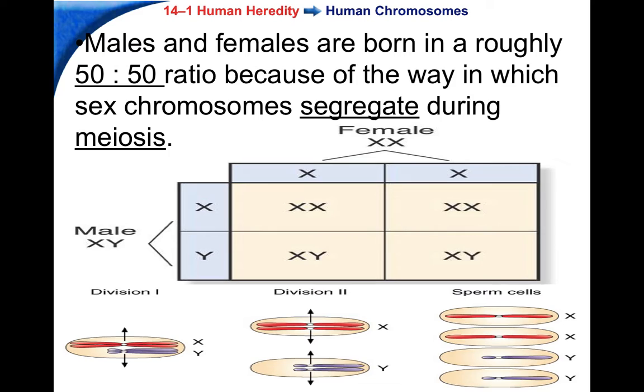Now, as you guys know, males and females are born in almost exactly a 50% ratio. This should make sense to you based on meiosis, as we learned earlier in the year. Look at the bottom picture on the slide. You see the first cell in the bottom left-hand corner, that's a male cell. It has an X and a Y chromosome.